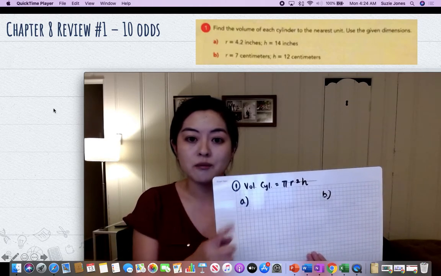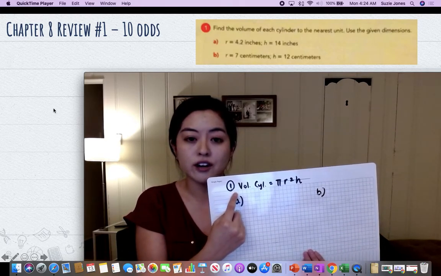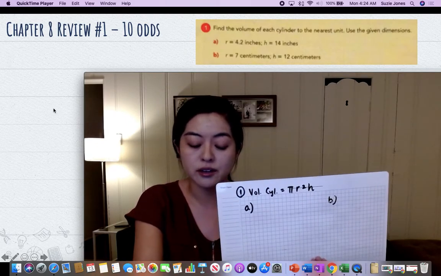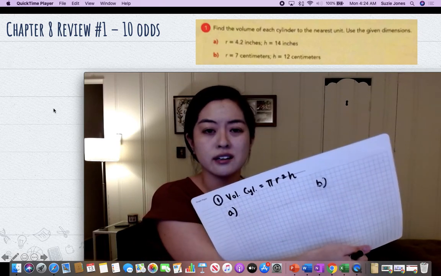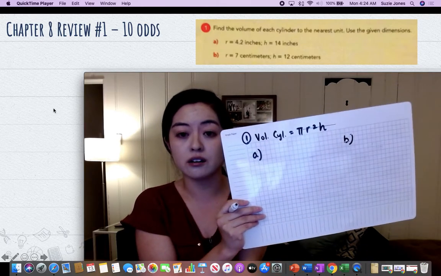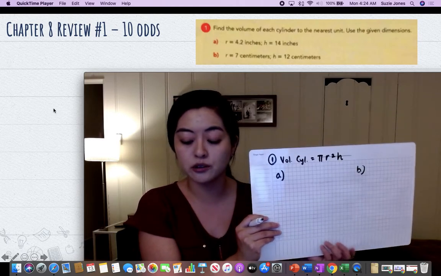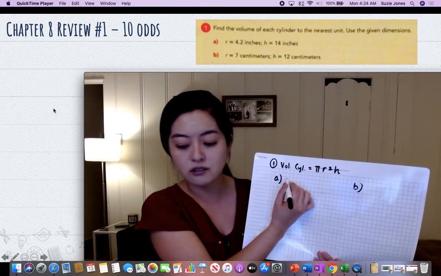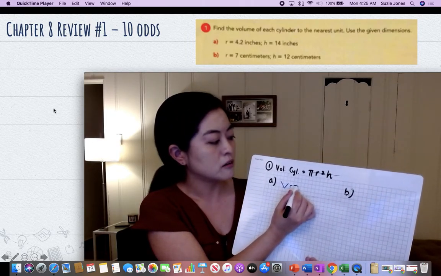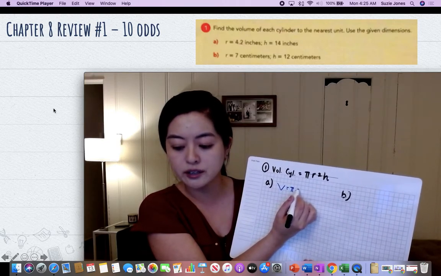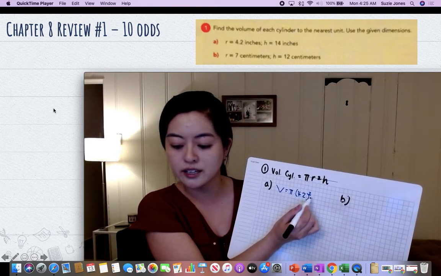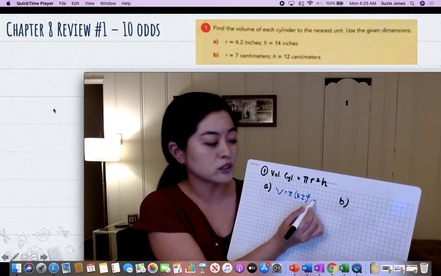Okay, so when I look at the chart, I see that the volume of a cylinder is equal to pi r squared h. Okay, and so part A, it gives us the radius, which is r, which is 4.2. Okay, so I'm just gonna input that in. So I'm gonna write V is equal to pi times r squared, and r in this case is 4.2 squared times, and then the height that's given is 14 inches.